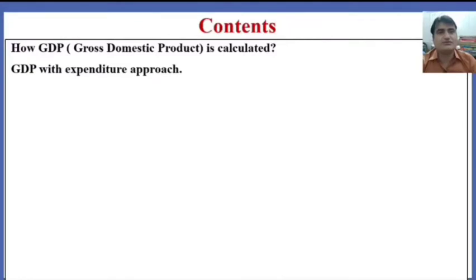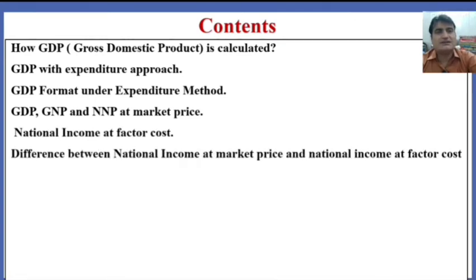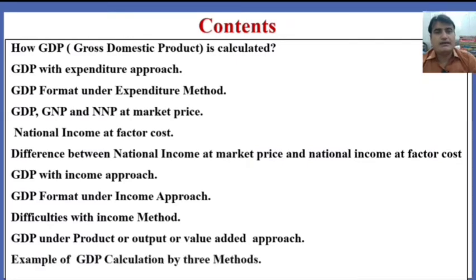So in this lecture, first of all, we shall learn how GDP is calculated, then how GDP is calculated with the expenditure approach, what is the GDP format under the expenditure method, what is GDP, GNP and NNP at market price, what is national income at factor cost, what is the difference between national income at market price and national income at factor cost, how to compute the GDP with the income approach, what is the GDP format under the income approach, what are the difficulties with the income method, and what is the GDP under the product or output or value added approach, and we shall provide examples of GDP calculation by the three methods. So this is our lecture plan for today.